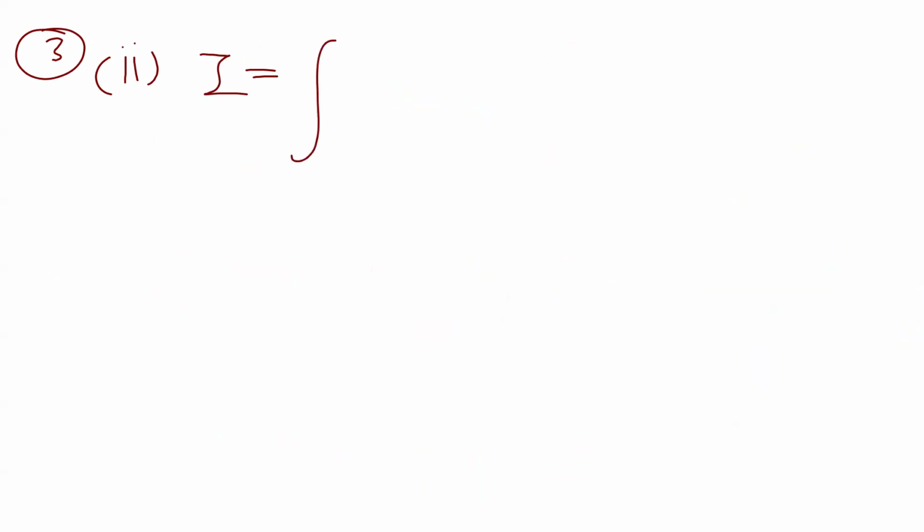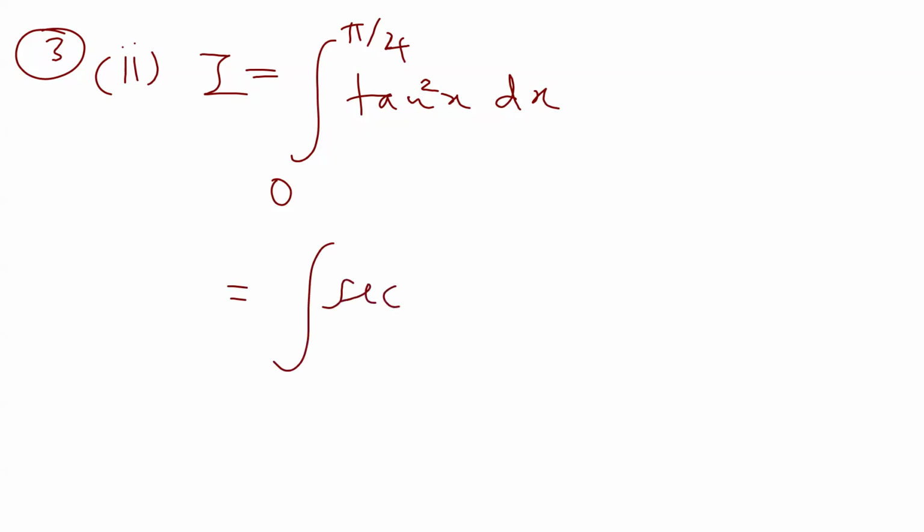Integration from 0 to pi by 4 of tan square x. Revision of indefinite integration 1. Tan square, cot square, we do not have any formula. Use identity first. First use the fundamental identity.